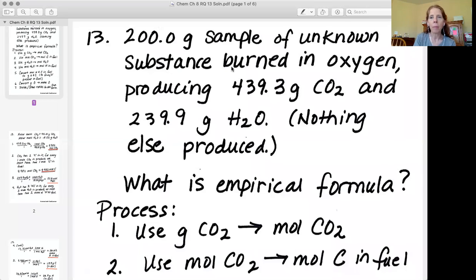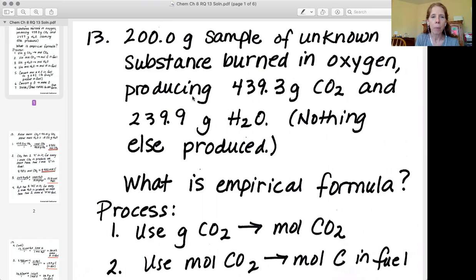I'll get my little picture out of the way here so you can see better. Here is the worked out solution. I'm going to read you the problem and then we'll step through how you would solve a problem like this. This is actually review question 13 from your book.